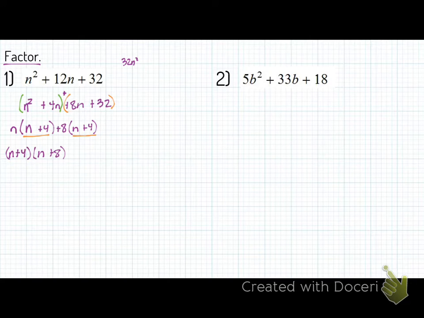Another strategy you could do is just copy n plus 4 down here, copy the n down, and copy the 8. Raise your hand if you want to explain number 1 one more time.